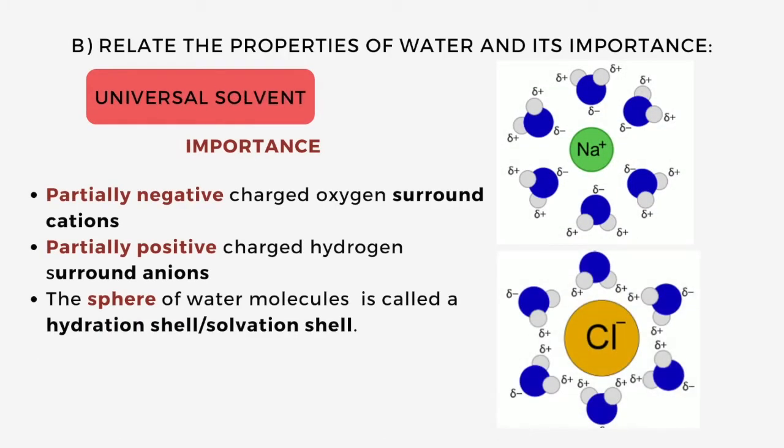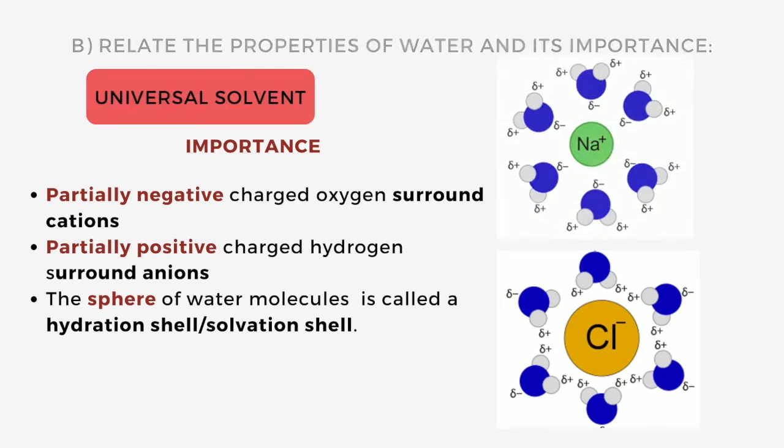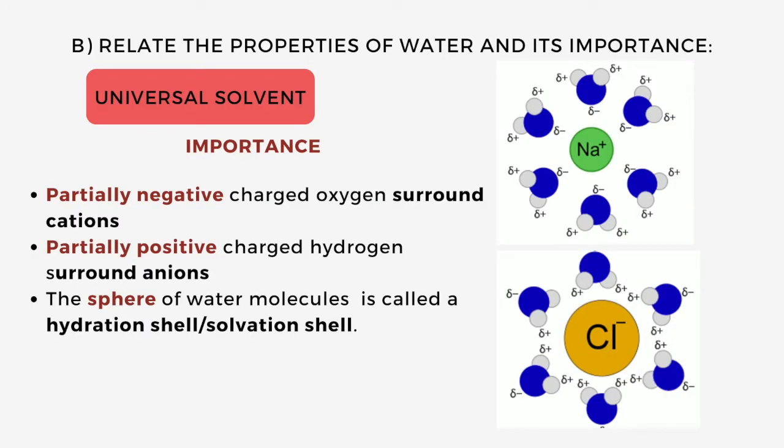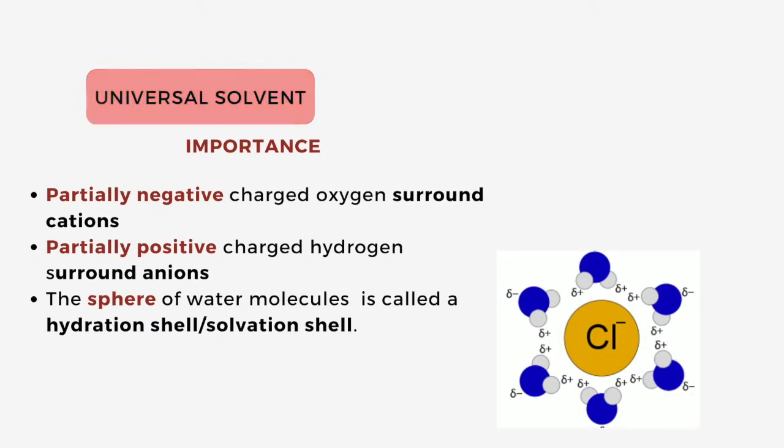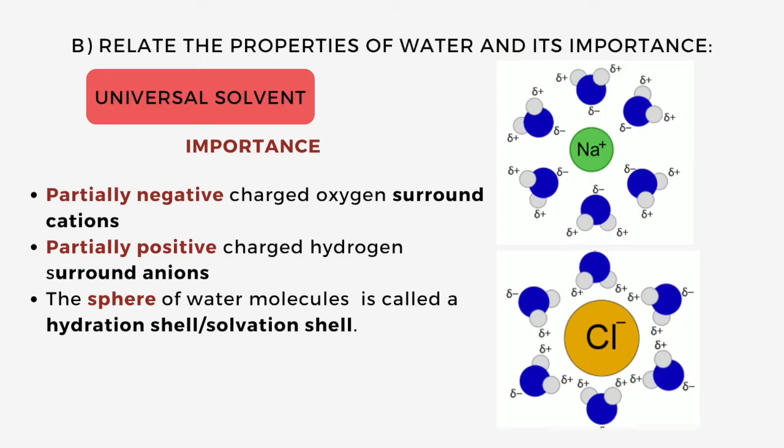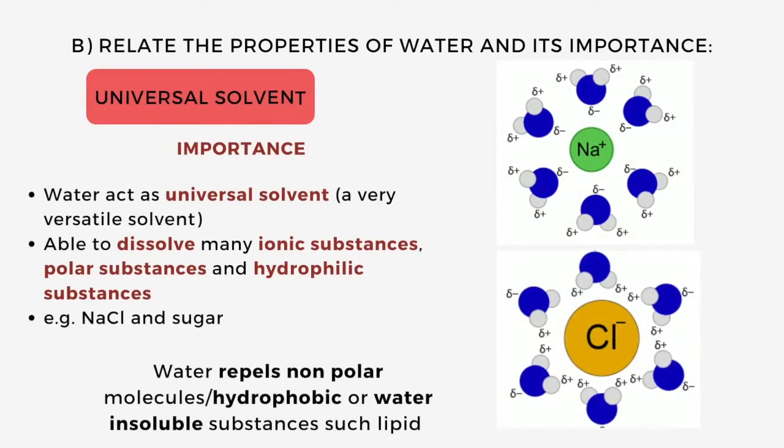The partially negative charged oxygen will surround cations and the partially positive charged hydrogens will surround anions. The sphere of water molecules is called a hydration shell or solvation shell. Due to the polarity of water, water can act as a universal solvent, a very versatile solvent that is able to dissolve many ionic substances, polar substances, and hydrophilic substances.